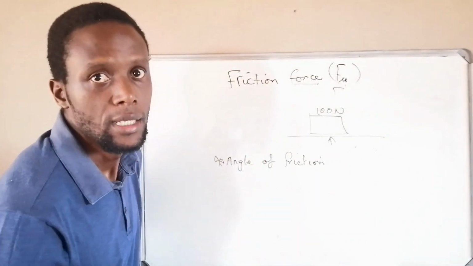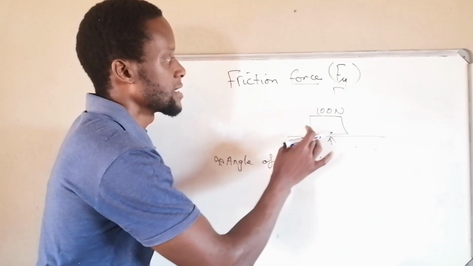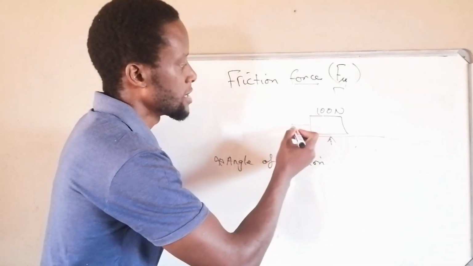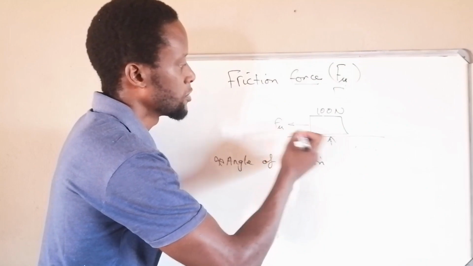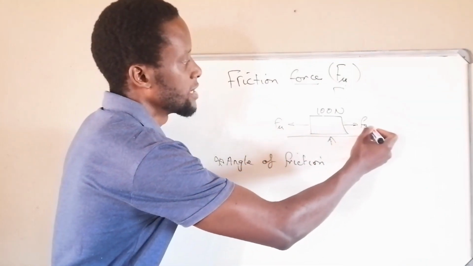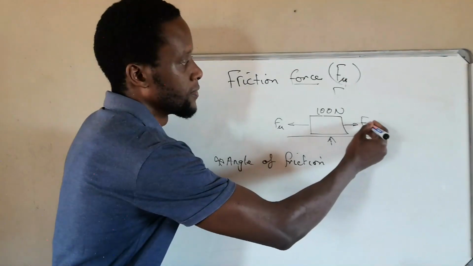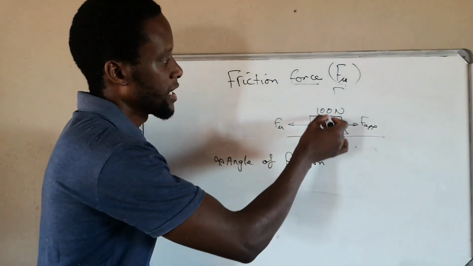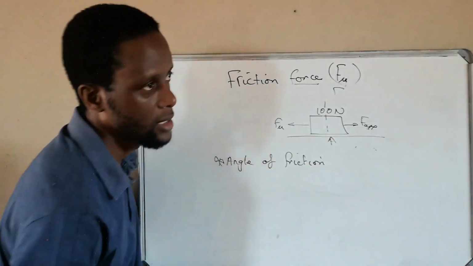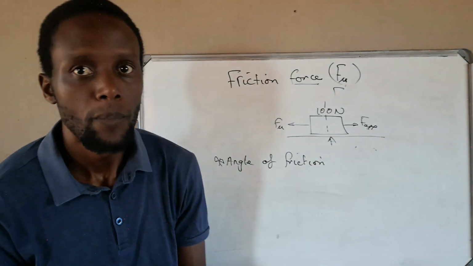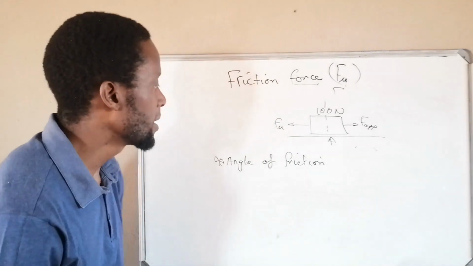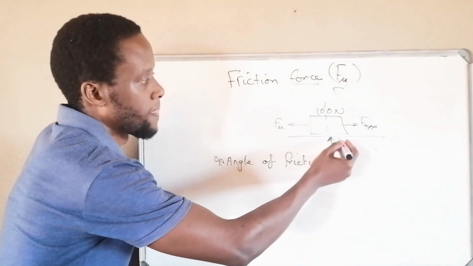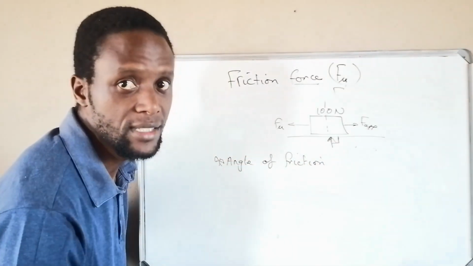From this example, what we say is that friction force, if we try to move this object, let's say friction force is acting in that direction. This is our friction force. We try to move this object in that direction. This is our force applied. Friction force is acting in that direction. The normal reaction is going upwards, 100 newtons. Now, in terms of the normal reaction, normal reaction is always at 90 degrees.